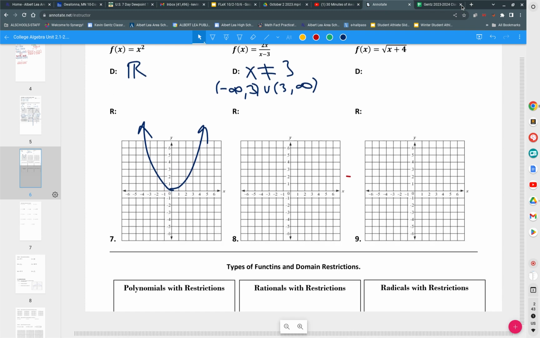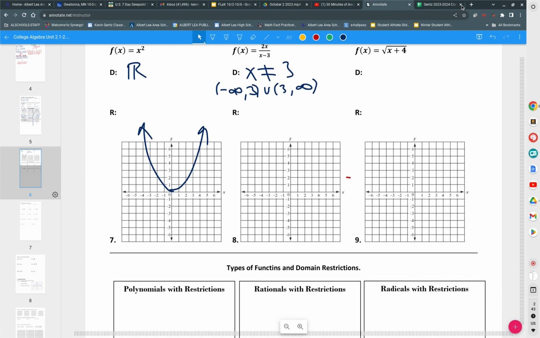I'm not worried about the range right now. I'm only going to produce the domain. And this graph looks like this. I'm going to sketch the graph right here. Do you see from that graph that x can be every single value except for 3? That's what it looks like. Yeah. Okay.